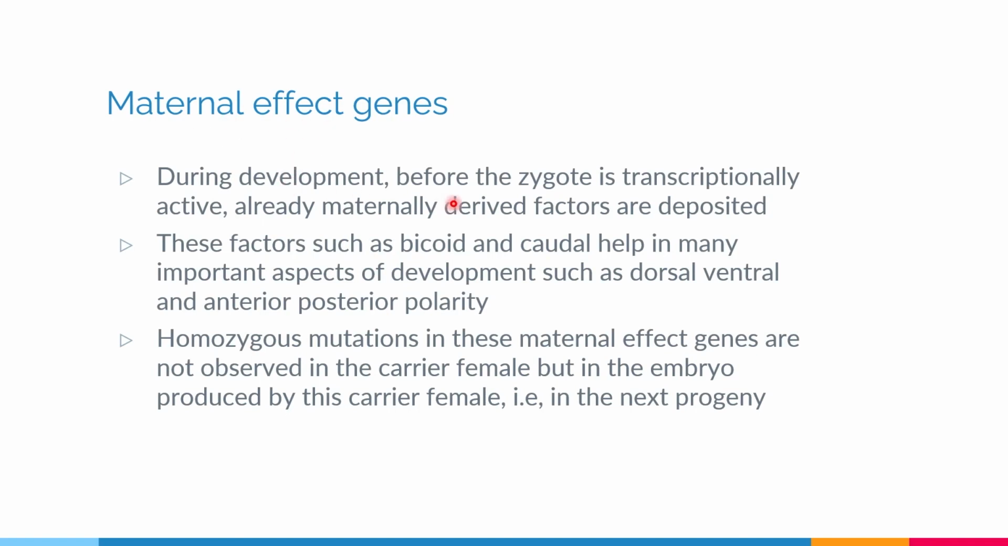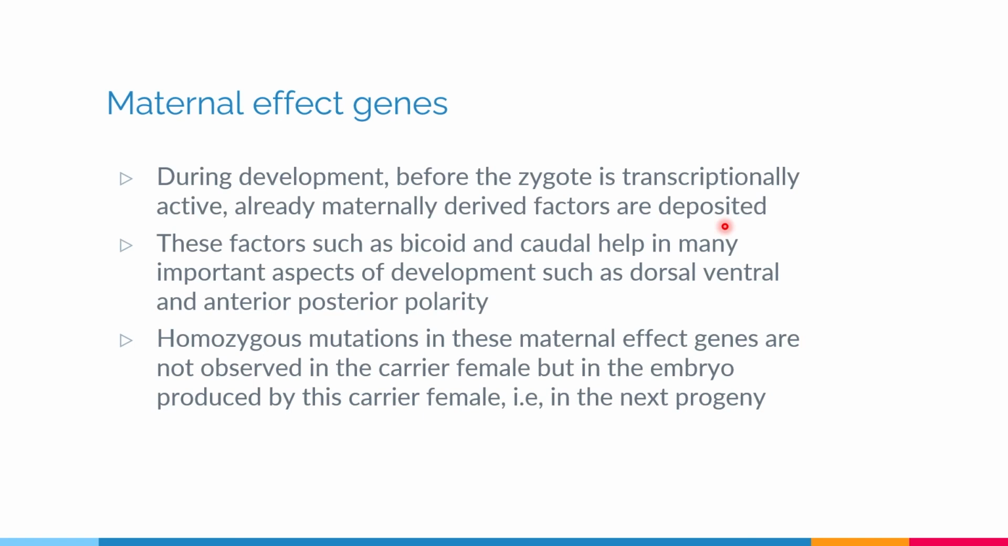So during development, before the zygote is transcriptionally active, maternally derived factors are already deposited. As we have seen in the dorsal ventral polarity part, the nucleus is only producing gurken. But even before that production of gurken by the nucleus, there are various mRNAs and proteins that are deposited in various parts of the embryo, which will give rise to the dorsoventral and anterior posterior polarity even before the nucleus starts producing its own mRNAs.